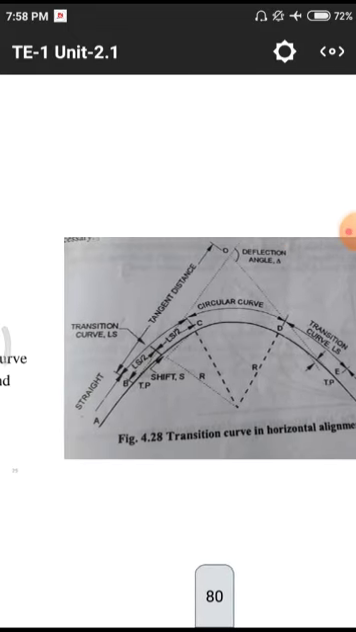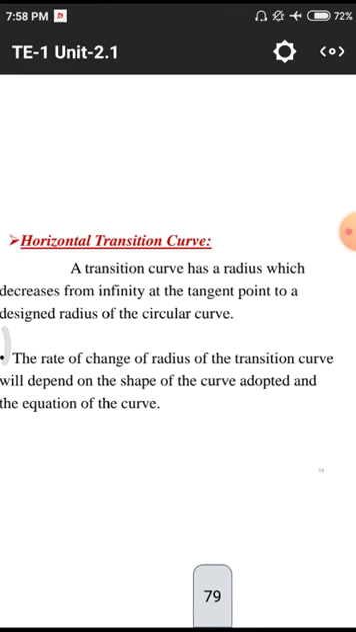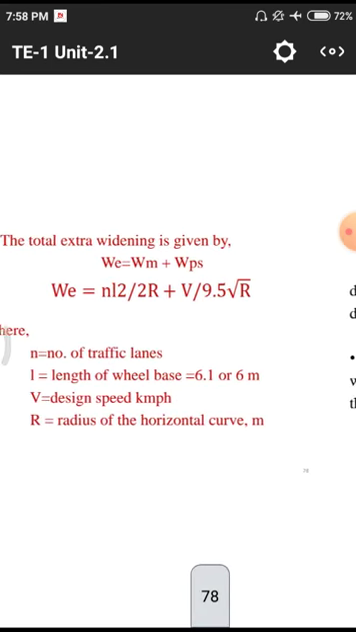Next topic is entirely different from today's class, so it will be discussed in the next class.